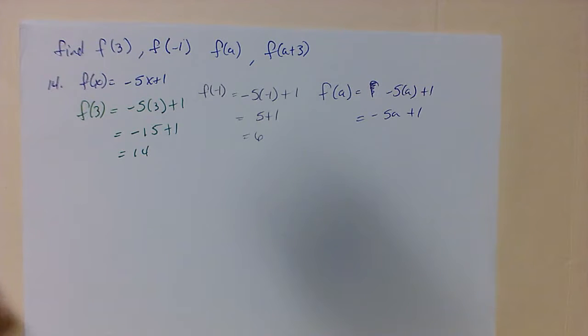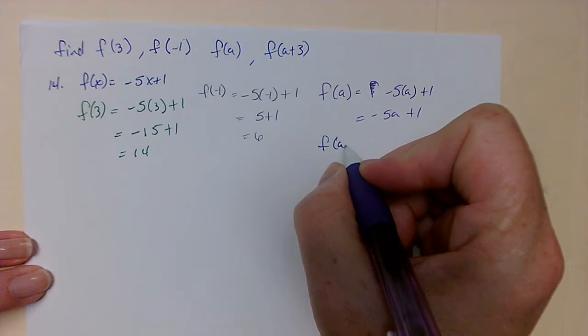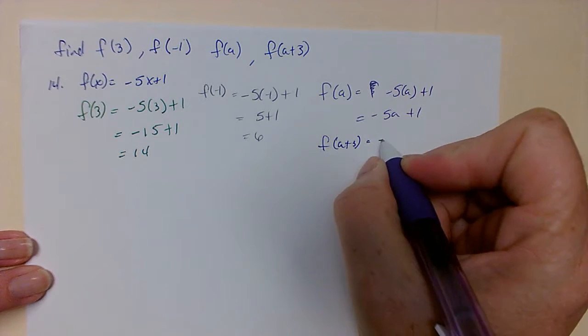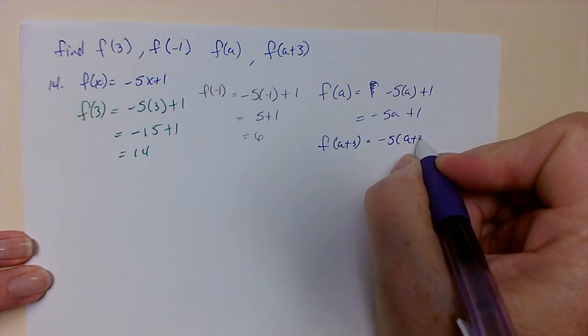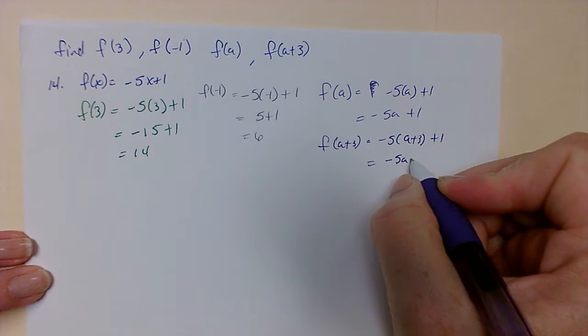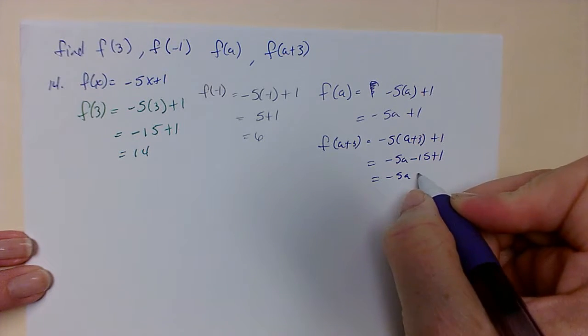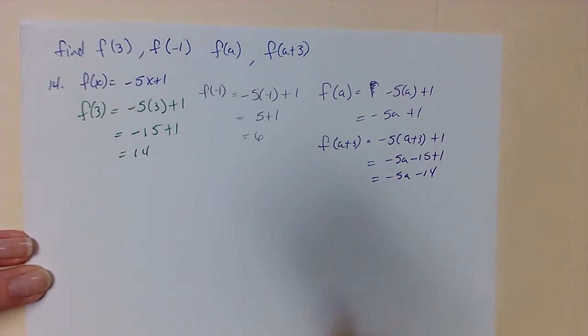Now we need to find f at a plus 3. So for f at a plus 3, negative 5 times a plus 3 plus 1, which equals negative 5a minus 15 plus 1, which is negative 5a minus 14.